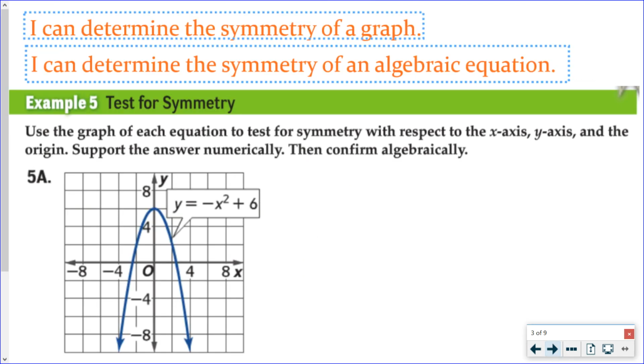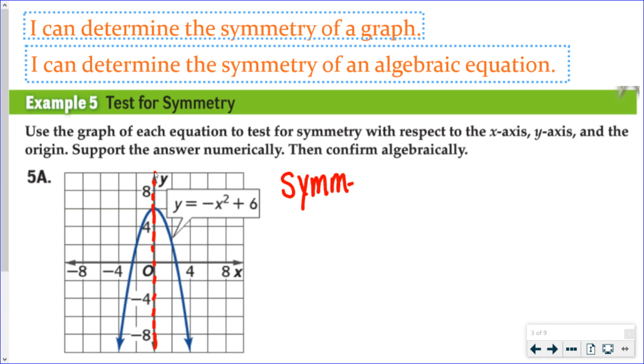So let's see what that looks like in context of a problem. So looking at 5a, first we want to look at the graph to decide whether we think it's symmetrical about the x-axis or about the y-axis. And if we look at it, it looks like we can split this guy right down here. We know that's, for a parabola, our axis of symmetry. So this one is symmetrical about the y-axis.